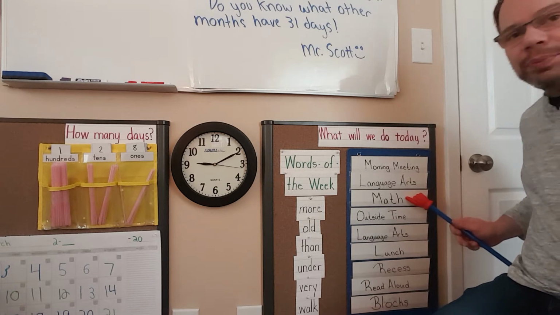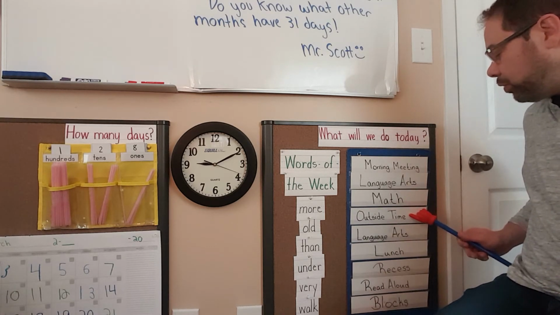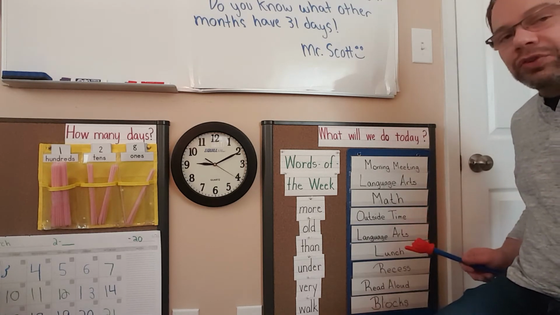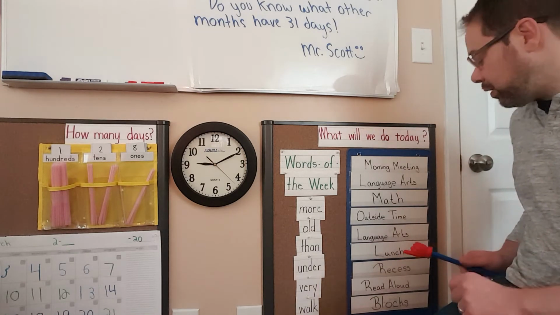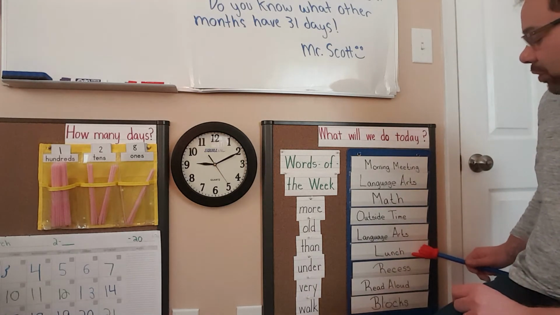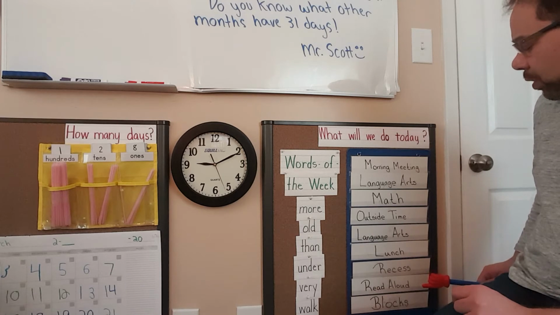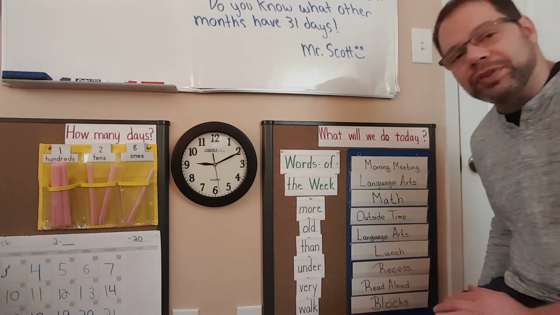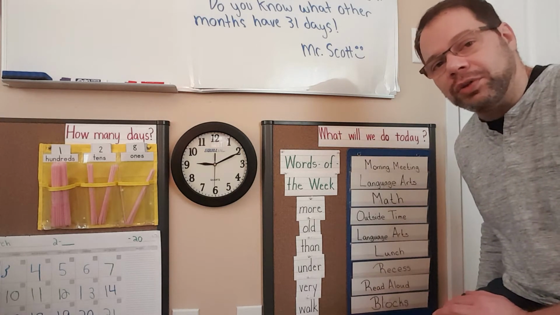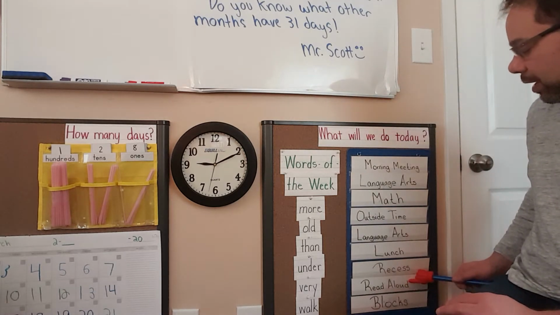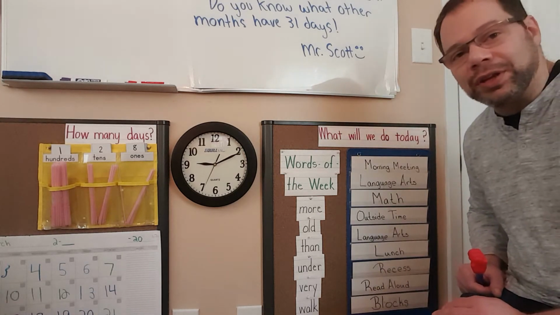We're going to have our math period today. We're going to do outside time. I want to make sure you're getting outside as long as it's cool with your parents. And then we're going to have lunch and then some form of recess, whether that's indoor recess or outdoor recess. I don't know. It depends on your family. And then we'll have a read aloud today like we always do.